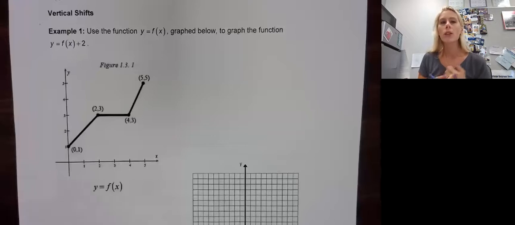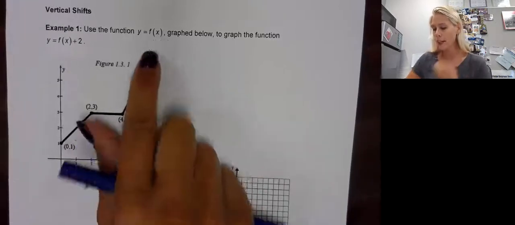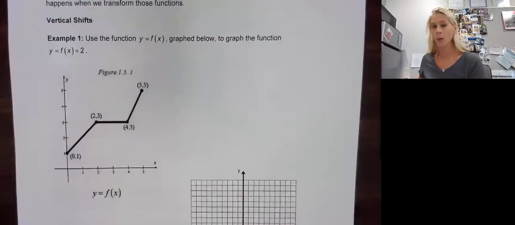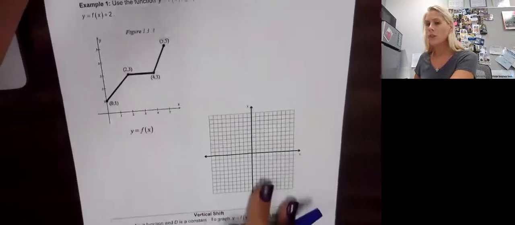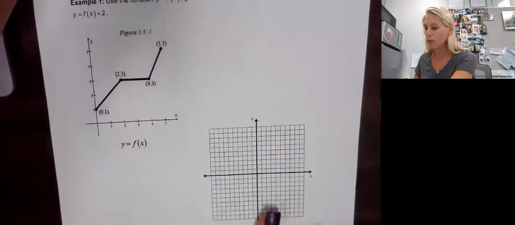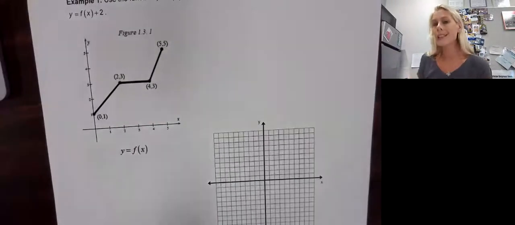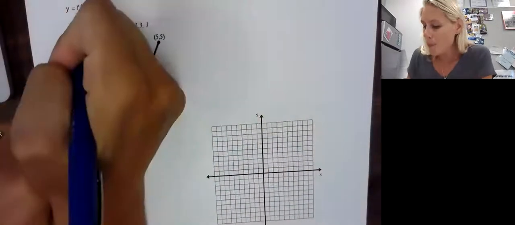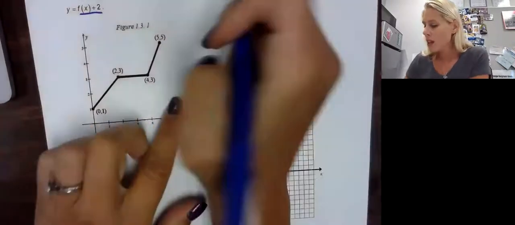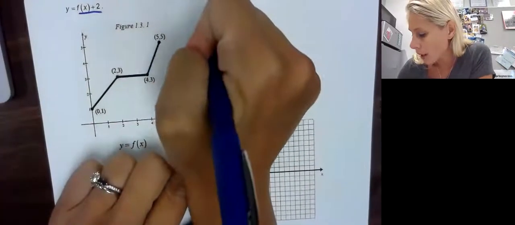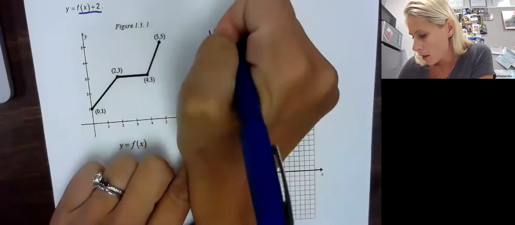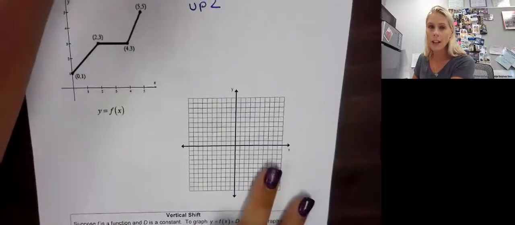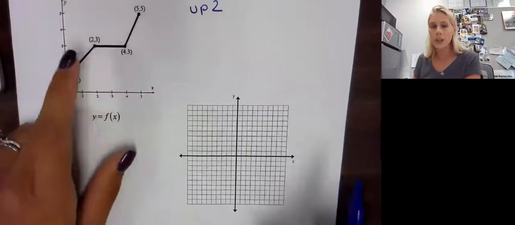So right here, we're going to do a vertical shift. We're going to use f of x. This is f of x. And we're going to shift it plus 2. Okay? Now, that is a vertical shift. It means that we're going to move it up 2. So lots of times when you guys are doing transformations, it's good to analyze what the equation says first and then actually write down that movement. So up 2.